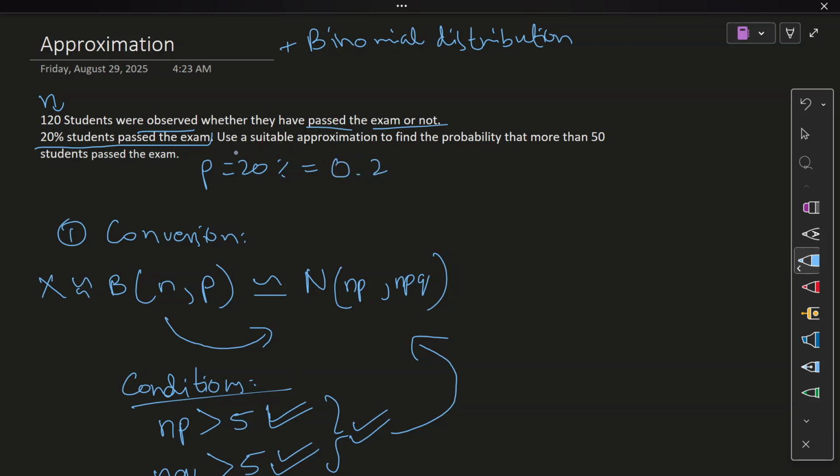And use a suitable approximation. Now this is your keyword. Until and unless the examiner uses this phrase, use a suitable approximation, you are not going to convert this binomial distribution. So now that we know we're going to convert into normal, we do the conversion. To find the probability that more than 50. So what's the variable looking like? The probability that x, the number of people that passed, is greater than 50, that more than 50 students have passed the exam.